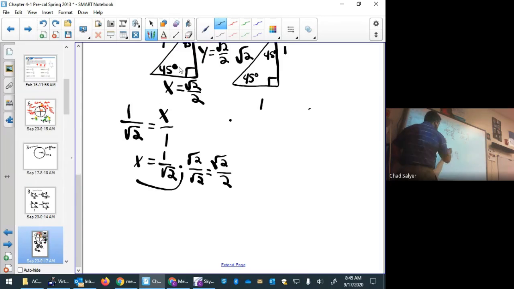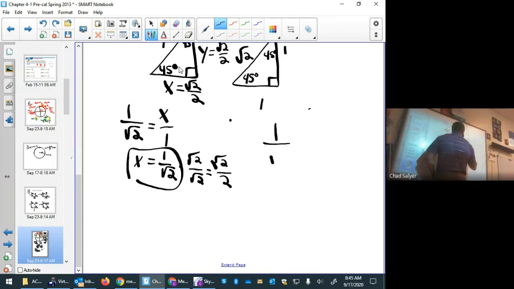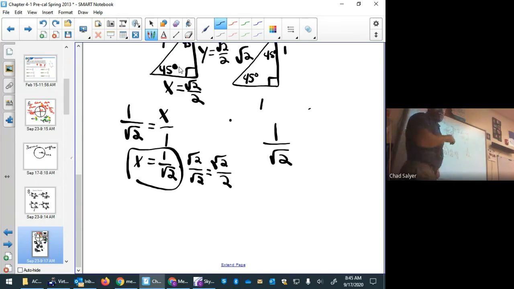You're squared away on this part, right? So we took this value, 1 over the square root of 2. We hate this. This is ugly. This has got a radical in the denominator. Why do mathematicians hate radicals in the denominator?